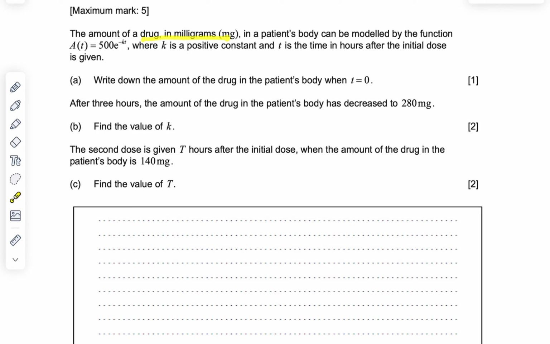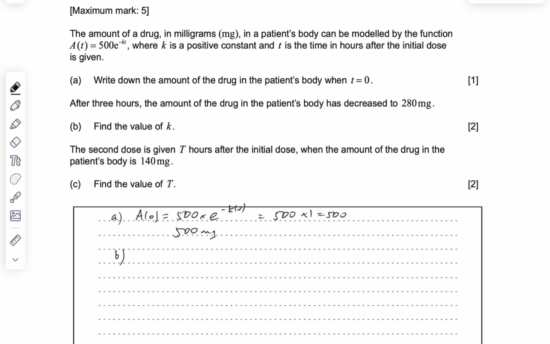So they're giving us a drug in a patient's body is modelled with this. K is positive, T is time in hours after initial dose. Write down the amount of the drug when T equals 0. Well, that's easy enough. So A of 0 equals 500 times e to the power negative k times 0, which equals 500 times e to the 0, and e to the 0 is 1, because anything to the power 0 is 1. 500 times 1 equals 500, so it's 500 milligrams.